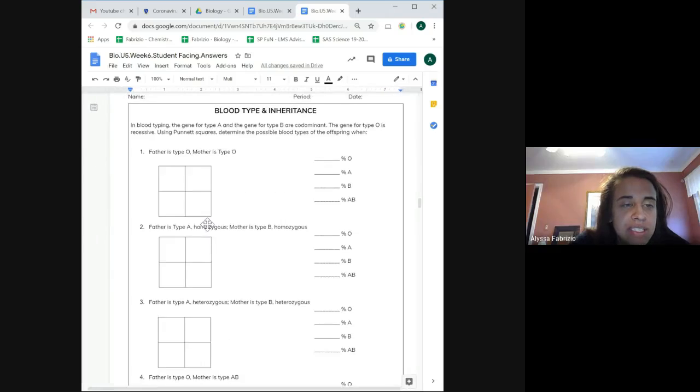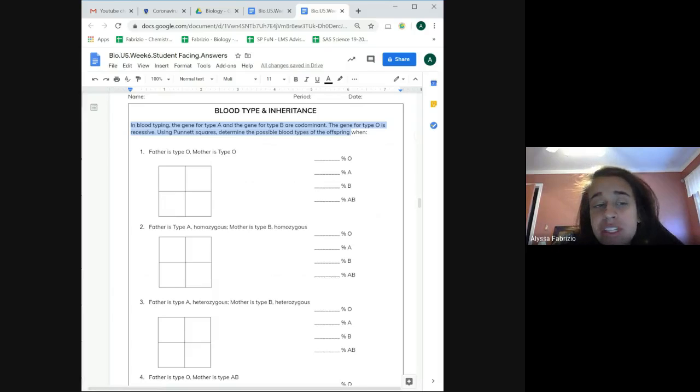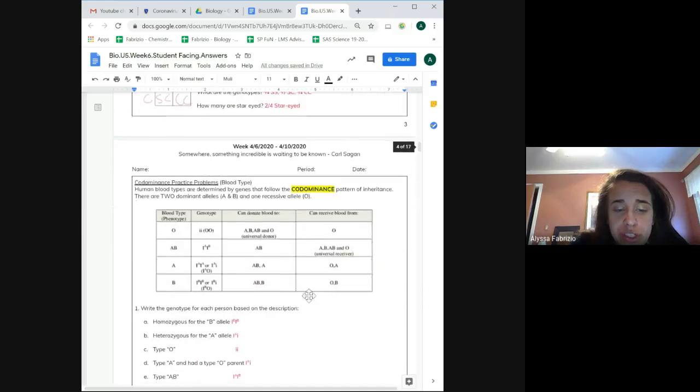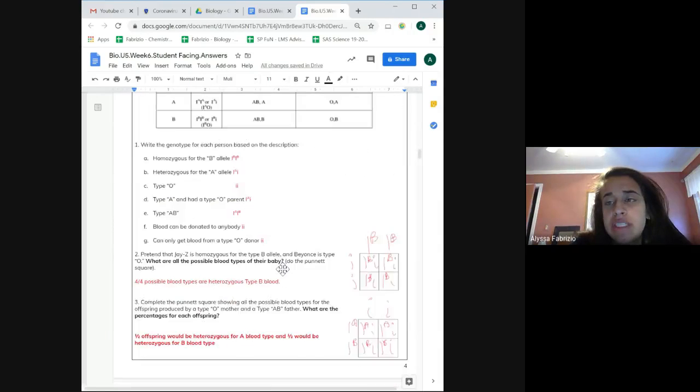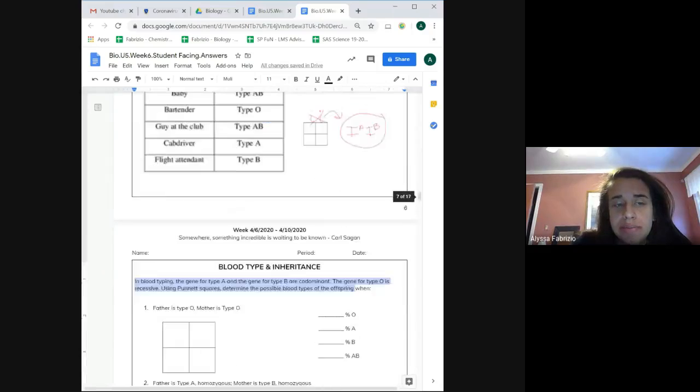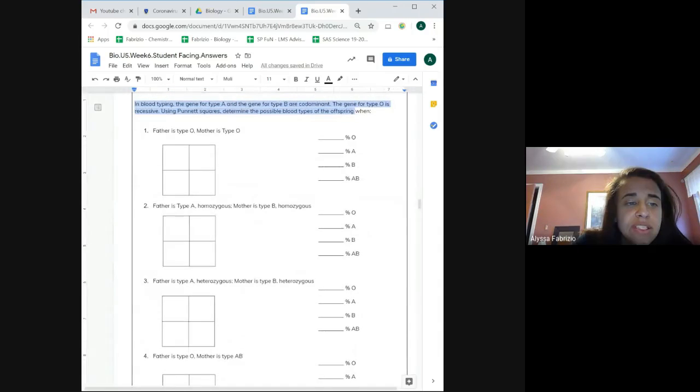Okay, so finally, in blood typing, the gene for type A and the gene for type B are codominant. The gene for type O is recessive. Using Punnett squares to determine the possible blood types of the offspring. So this doesn't really give us any new information. We can always flip back to this chart on page 4 if we need a refresher on what the blood types, phenotypes, and genotypes look like. So we're just basically doing Punnett squares.